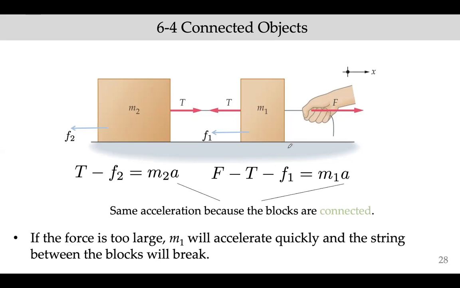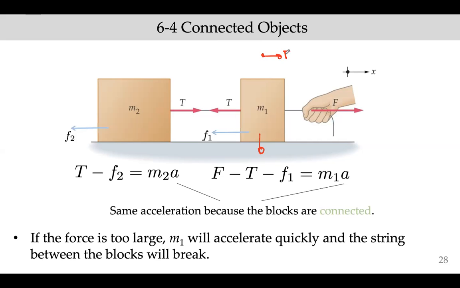If you pull it to the right, then there will usually also be friction here and here. Those frictions, the values are usually different. So let's write down the equations. For this one, the first equation is, well, you can do the free body diagram if you want.